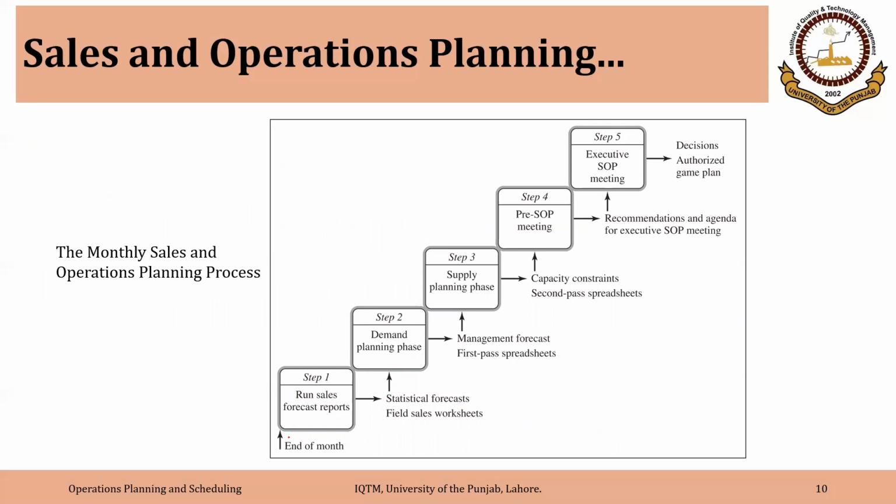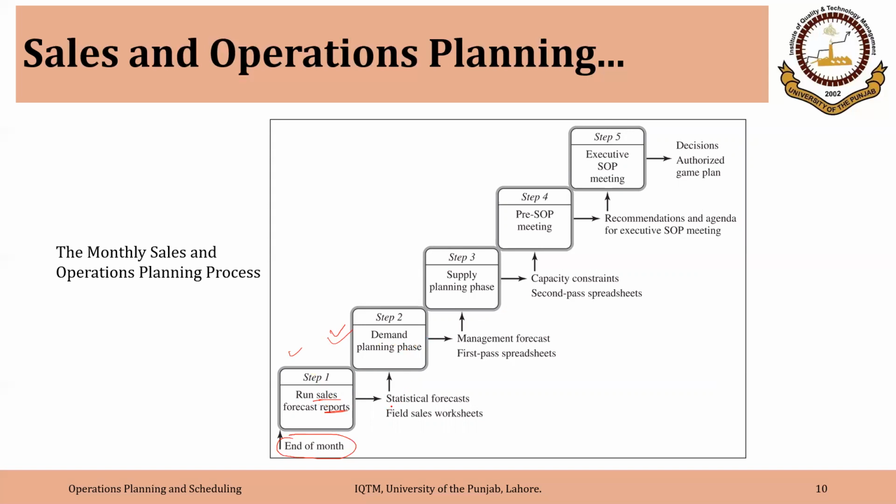So generally this activity is performed at the end of the month. So the performance from the previous month is reviewed. Performance here means the sales reports and the production reports are analyzed. And based on this analysis, the demand planning is done for the next month, as well as the demand and forecast for the future.